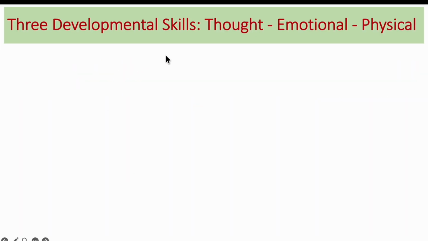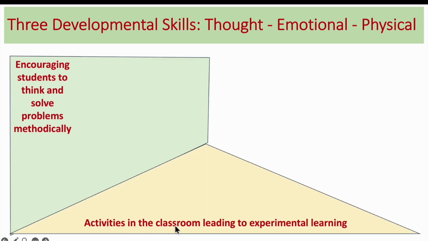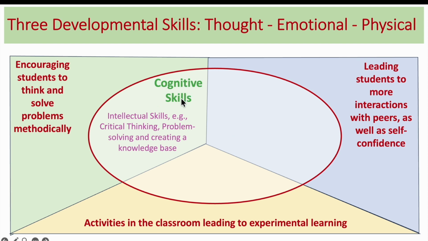Three developmental skills: thoughts, emotional, physical. Encouraging students to think and solve problems methodically. Activities in the classroom leading to experiential learning. And the third one is leading students to more interaction with peers as well as self-confidence. The first one is cognitive skills. And cognitive skills mean intellectual skills, that is critical thinking, problem solving and creating a knowledge base.